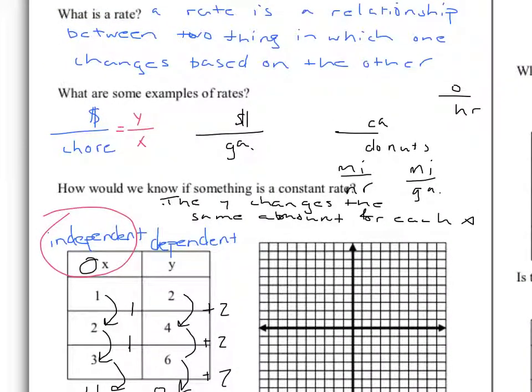If I had 0, what would my y be? I would have to go backwards to 0. If my x was negative 1, I have to go backwards 2 more. Negative 2, and so on and so forth.